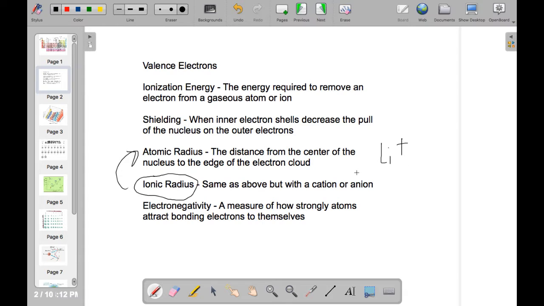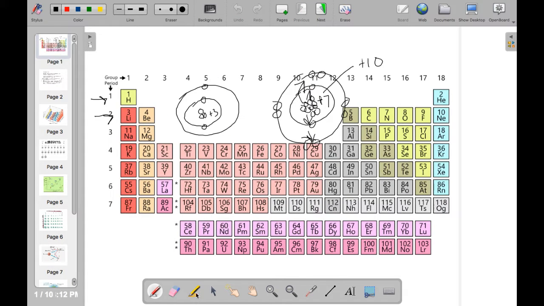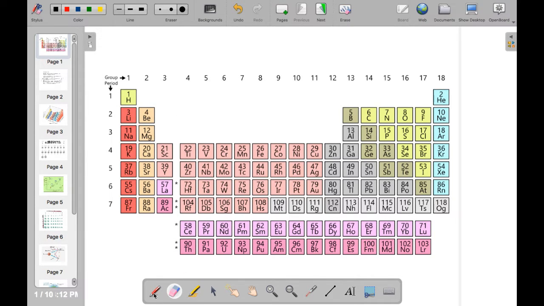So if I take an ion, well, here's the thing. If I take a metal cation, it will decrease. But if I take an anion, it's going to increase because I'm adding electrons to it. So we have to go ahead and look at the periodic table to figure that out a little bit. And this is all about ions. We're going to get cations over here and anions over here.